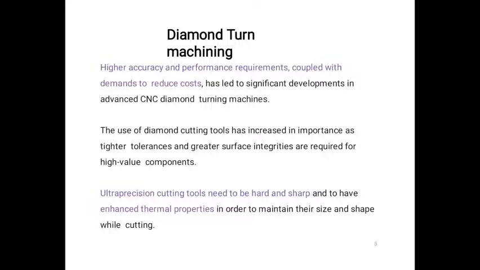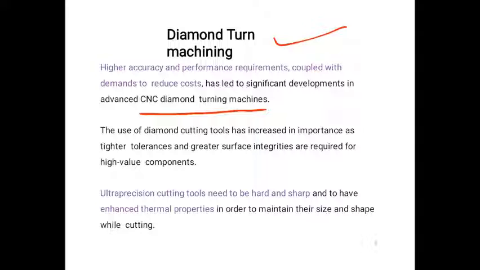Next step is the diamond turning process. Now what is the diamond turning process? It has highly accurate performance requirements, coupled with demands to reduce the cost. Due to the diamond turning process, the cost is very much reduced and this has led to significant development. It is also known as the advanced CNC diamond turning machine.